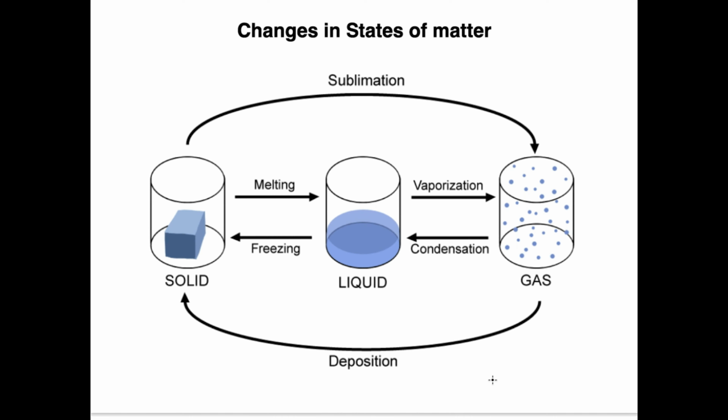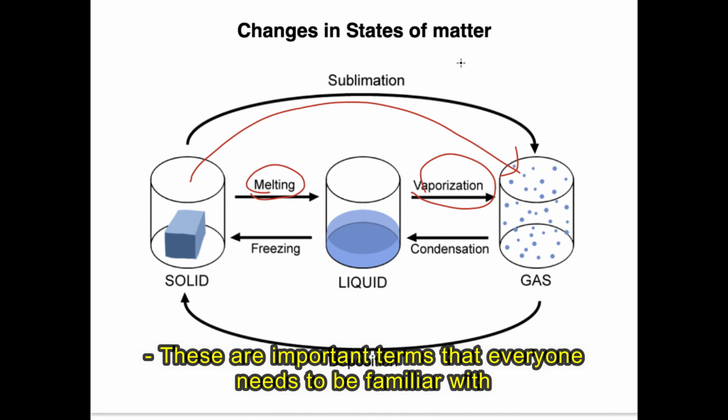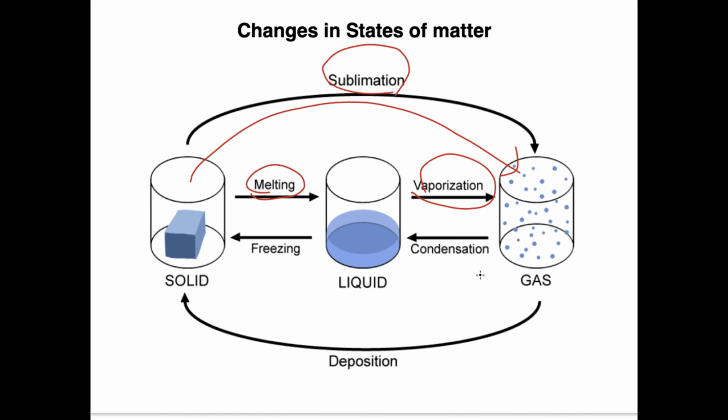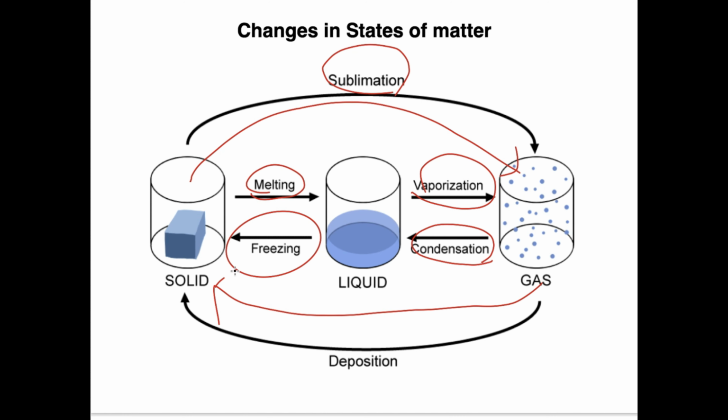There can be changes in the states of matter. A solid changing into a liquid is known as melting. A liquid changing into a gas would be known as vaporization. A solid turning into a gas directly is known as sublimation. Going the other way, a gas turning into a liquid is known as condensation. A liquid turning into a solid is known as freezing. And a gas directly turning to solid is known as deposition. You need to be familiar with these words.